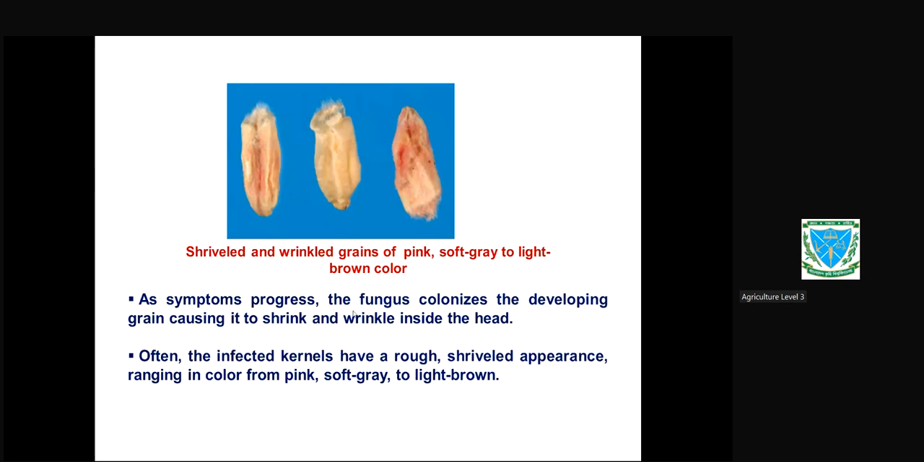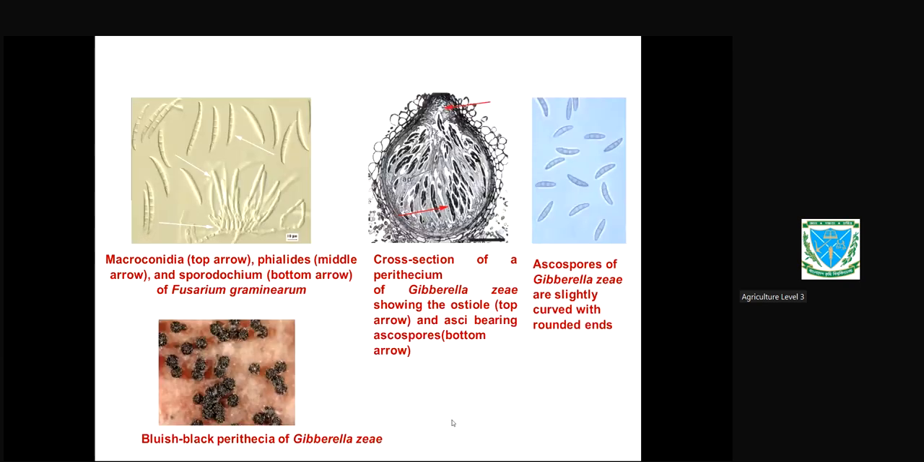এটা কিন্তু একেবারে যখন ডিজিজ প্রগ্রেস হচ্ছে, the fungus can colonize, means সে সেখানে খাবার নেওয়া শুরু করে, তখনই সে এই গ্রেইনটা কুচকিয়ে যায় এবং রিঙ্কেল শো করে। The infected kernel have rough shriveled appearance, ranging in color from pink, soft gray to light brown. You can notice. In this slide, I just want to recap your memory.